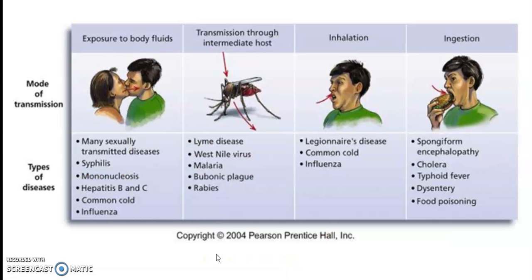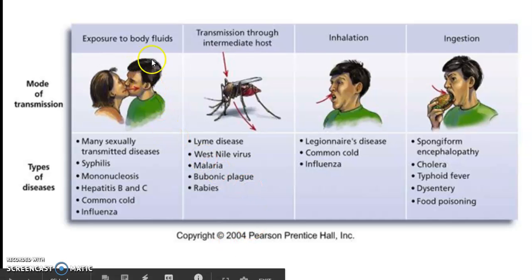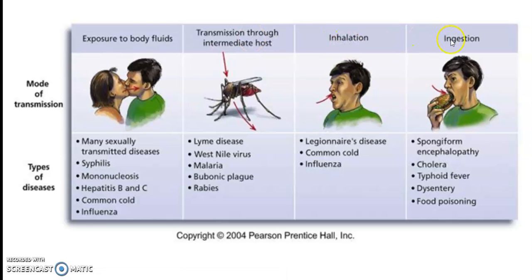All right. The other thing we need to think about is how do pathogens actually get into our system, right? They have to find a way in to infect our cells. So these are the common ways. So exposure to body fluids, inhalation or ingestion, and it gives some examples of each of those types. And then there's this fourth way, which is transmission through an intermediate host.